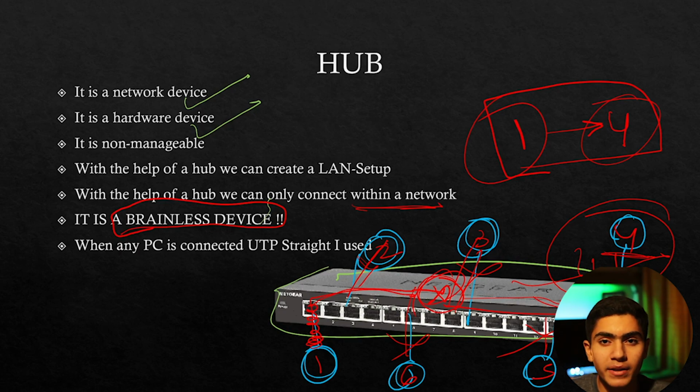It has a very deeper meaning to that. Don't just dive into it. Just for now, learn that when a PC to a PC connects, UTP cross is used, and whenever any network device is connected to a PC, UTP straight is used.